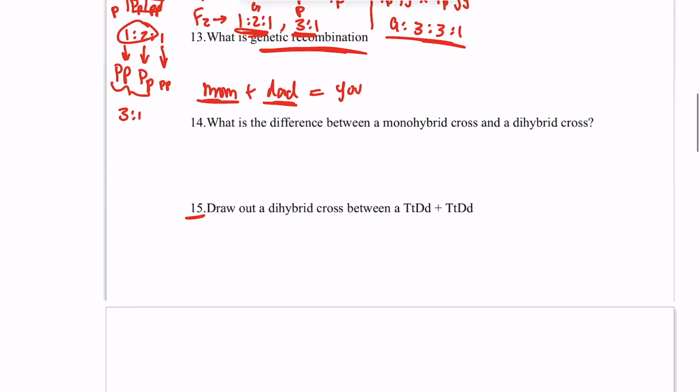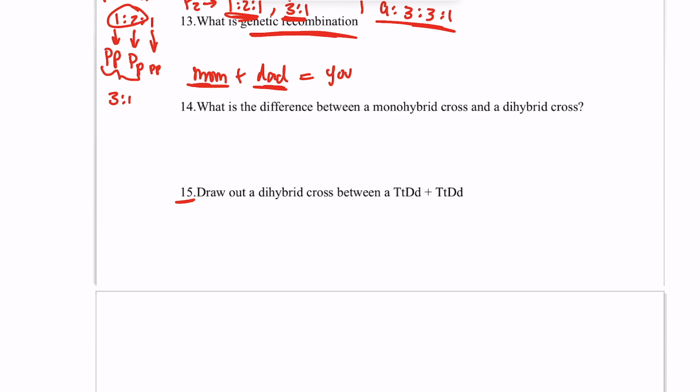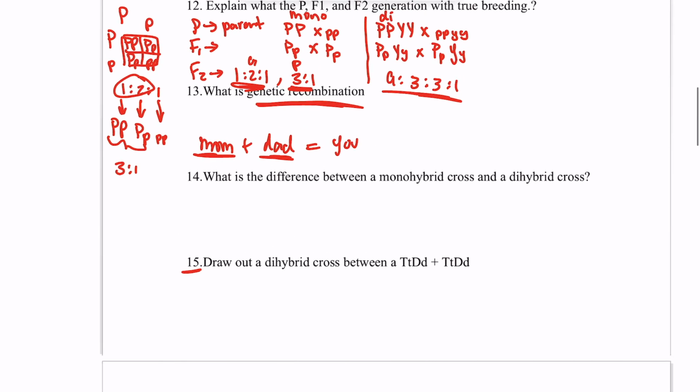Okay, question 14 is, what is the difference between a monohybrid cross and a dihybrid cross? We kind of already talked about that, but I'll put it in words. Monohybrid is dealing with one set of alleles. So that would be like big P, big P.